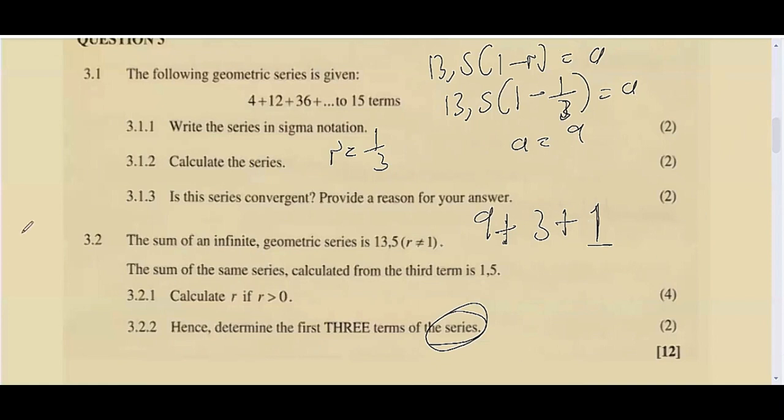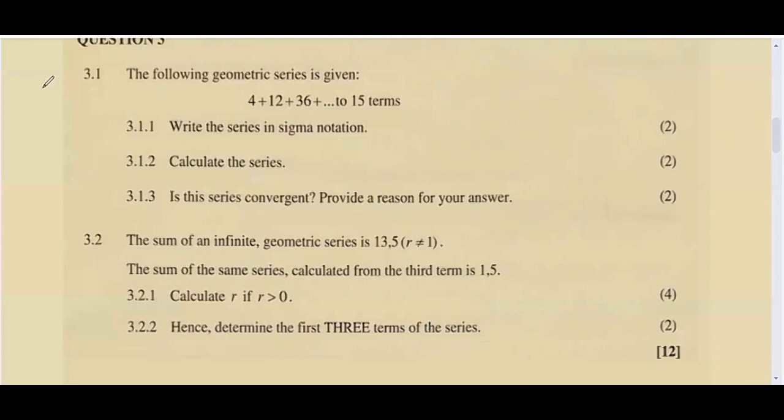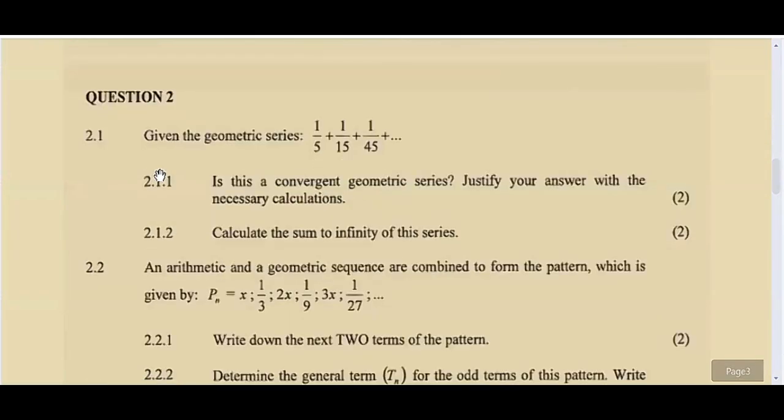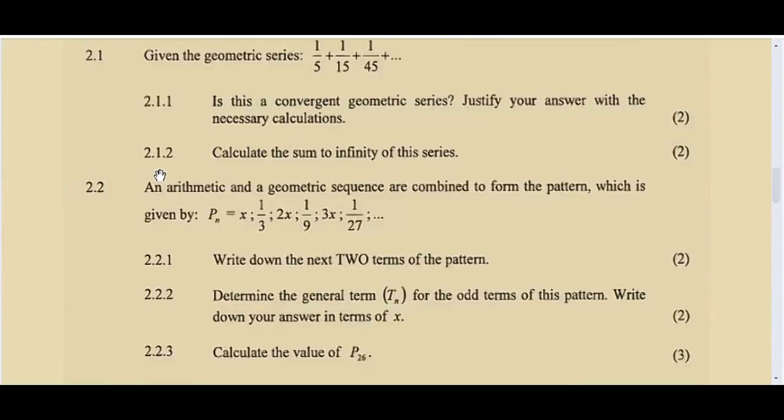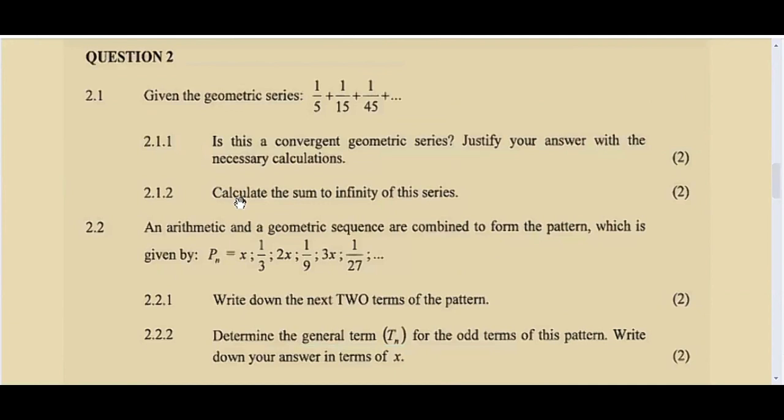Now, let's proceed. Question 2 here says we are given the geometric series 1 over 5 plus 1 over 15 plus 1 over 45. Now they're asking, is this a convergent geometric series? Justify your answer with a necessary calculation.